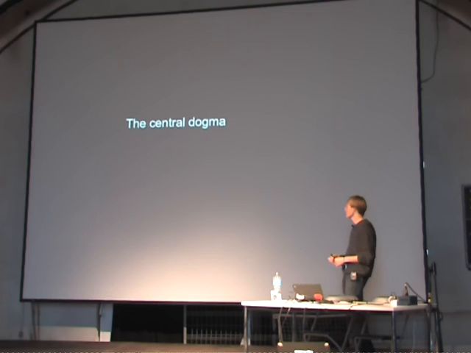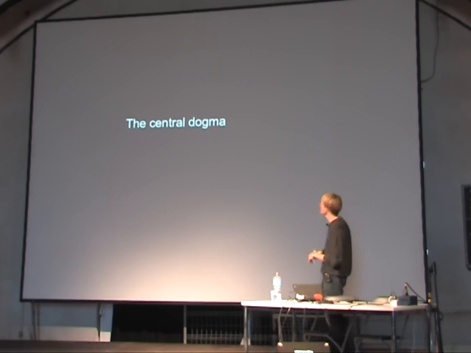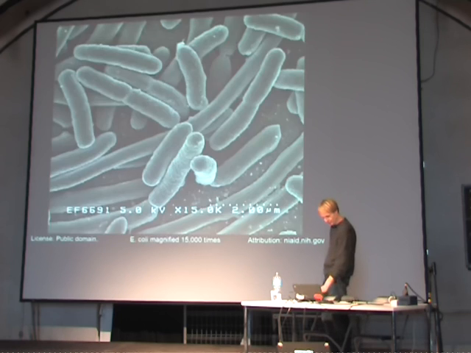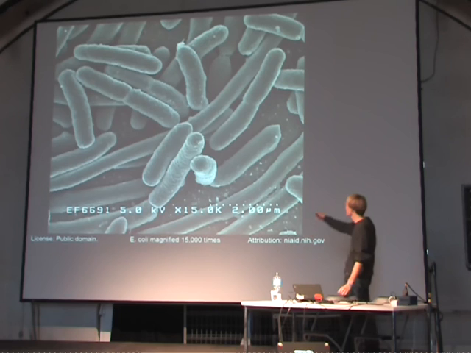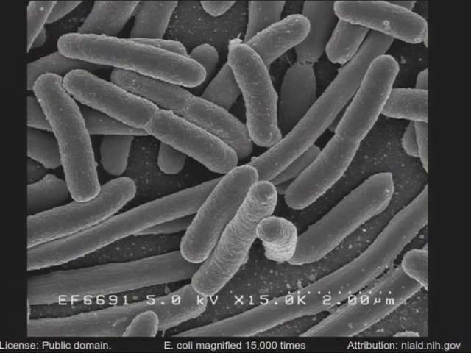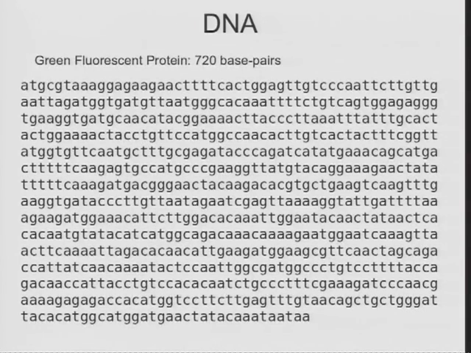I'm just going to give a quick overview of the central dogma of biology. And this is, once we understood this, we basically understood the principle of how all biology works, so it's pretty important. You have some cells. This is E. coli magnified 15,000 times, scale of 2 micrometers. This line is 2 micrometers. And inside of these cells, there's some DNA. This is green fluorescent protein. It's a nice protein that lights up green when you put a black light on it, and this is the DNA code for it. 720 base pairs, or nucleotides.